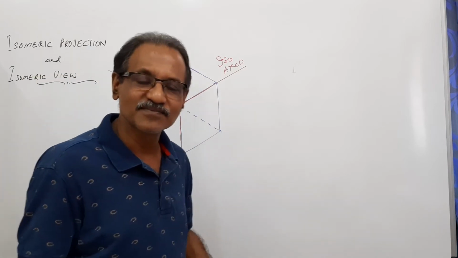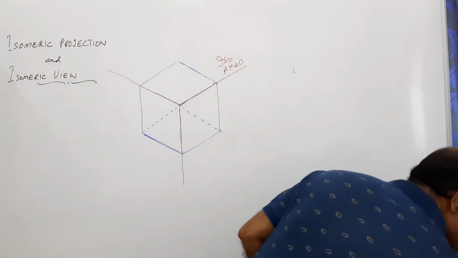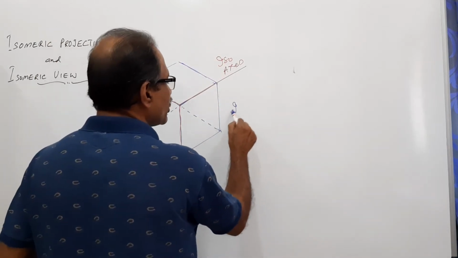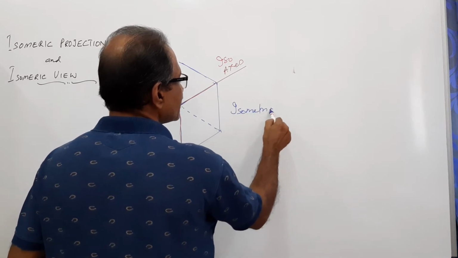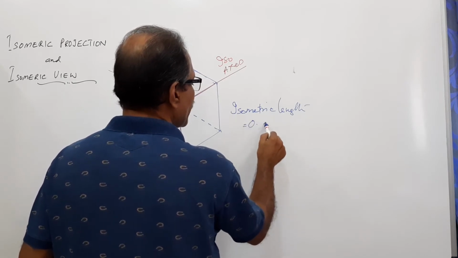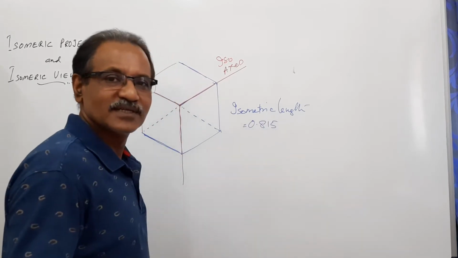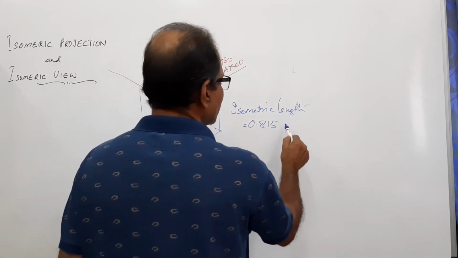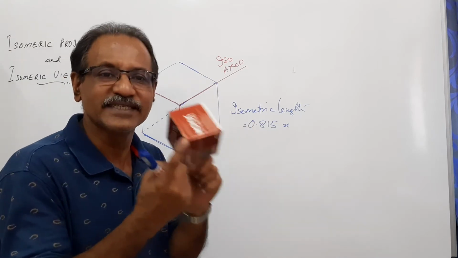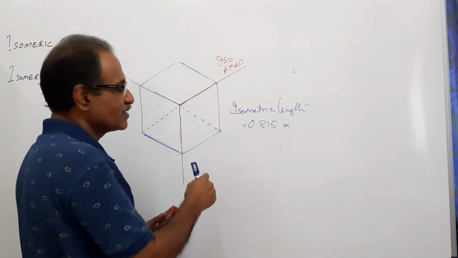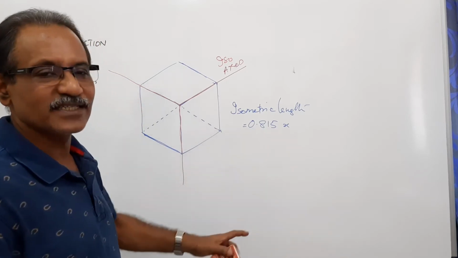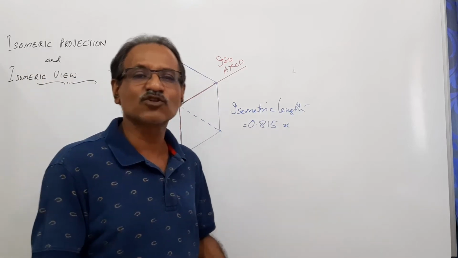Then what is the distance? If it is not true length, what else is it? That length is called isometric length. It is equal to 0.815 times the actual size, 0.815x. If the side of the cube is 100 mm, when you draw here, this will be 81.5 mm instead of 100 mm. And this distance, 0.815 times the actual size, is called the isometric length.